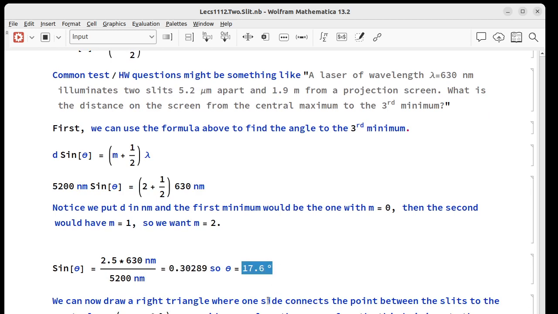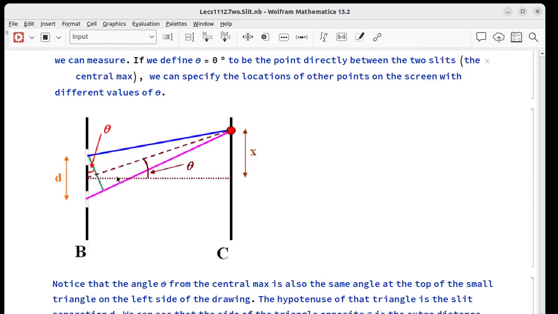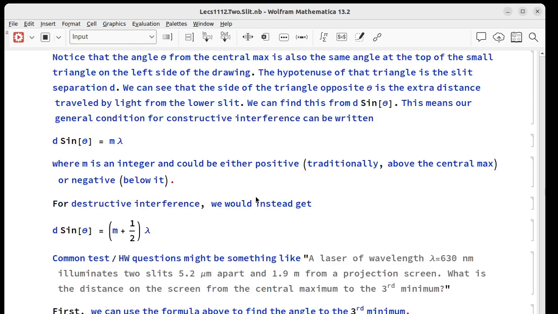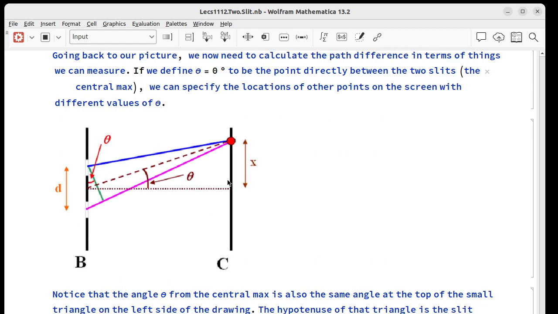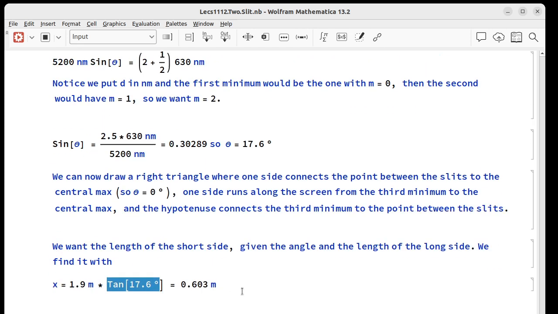Now, if we have that angle, we can draw a right triangle where this is 17.6 degrees. This is the distance to the screen. We just want to know what x is. So what we would do in that case is say, all right, 1.9 times the tangent of that angle, that tells us how far up the screen our m equals 2, third minimum is. So we can locate it that way.